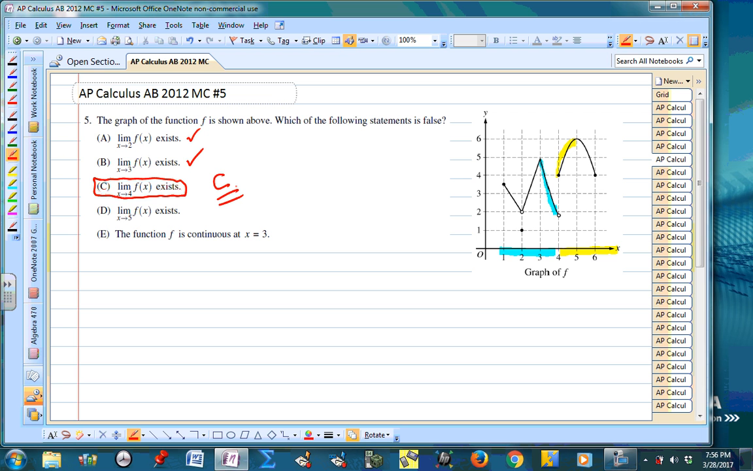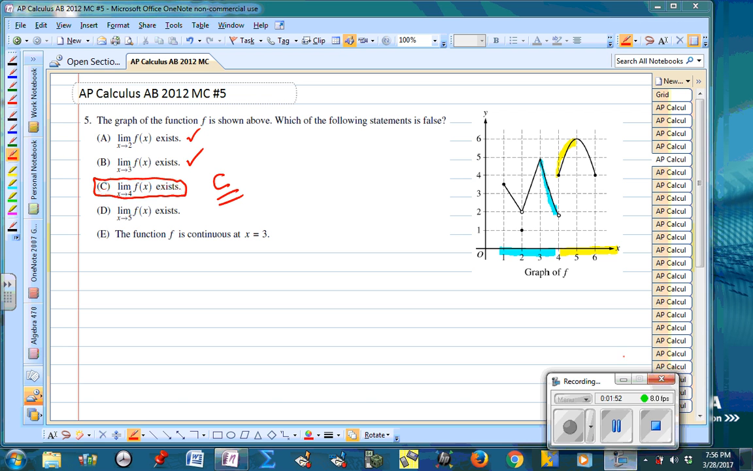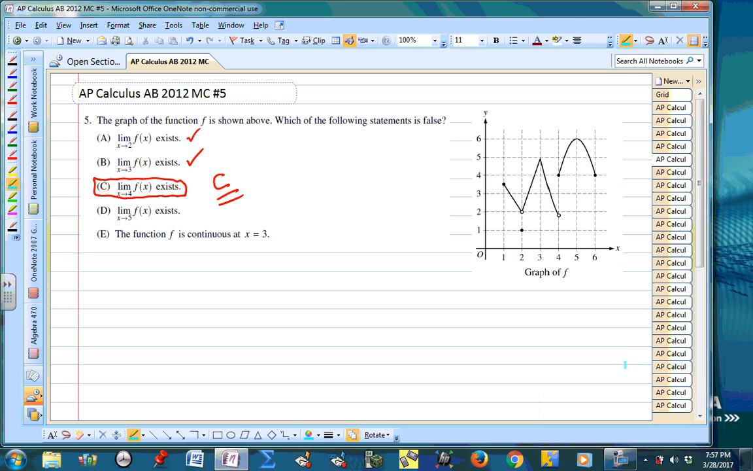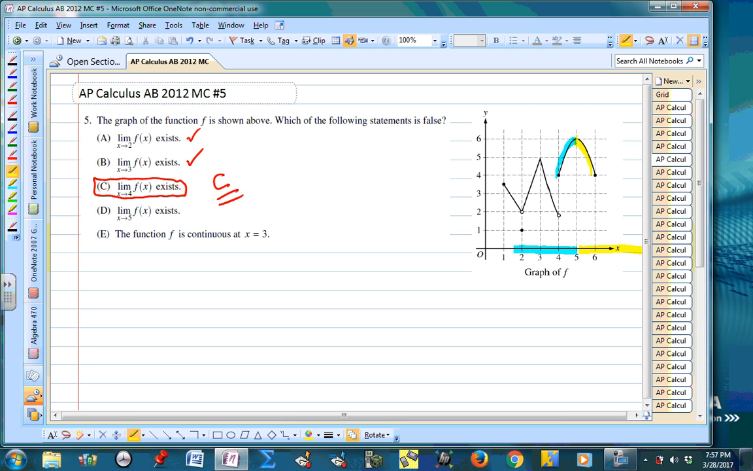Now, just for the sake of argument, let's keep checking the others and make sure that we didn't overlook something. So in part D, they talk about the limit as x approaches 5 of f of x. As x approaches 5 from the left, our y values approach 6. As x approaches 5 from the right, our y values approach 6. The left-handed limit agrees with the right-handed limit. So the limit of f of x as x approaches 5 exists and is 6.